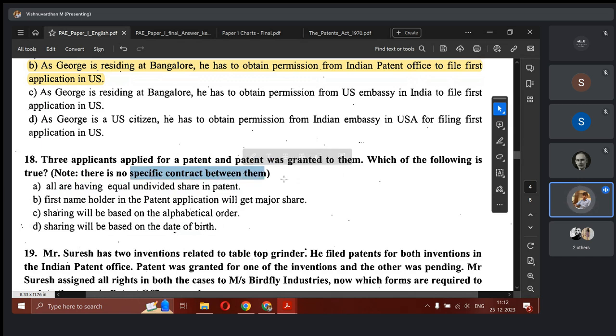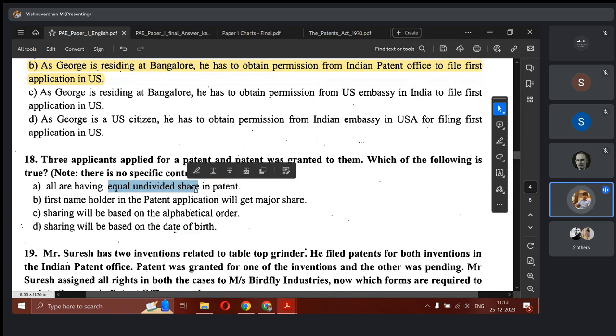Let's say we all have a specific contract. All 5, 6 of us in this meet apply for a patent and we have a specific contract. I say that Saptarshi will get 10%, Uttam will get 15%, Kaushik will get 18%, and I personally will get 85, whatever is the remaining percent. But if there is no specific contract, it's an equal undivided share.